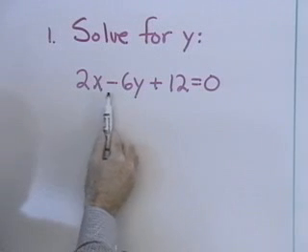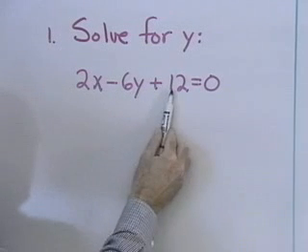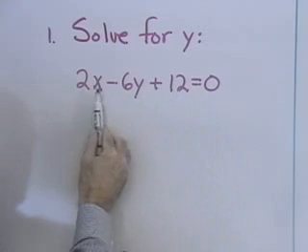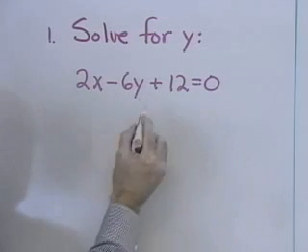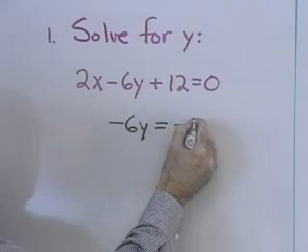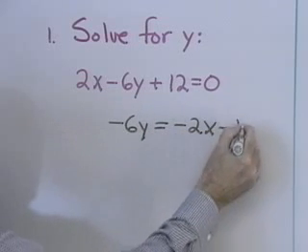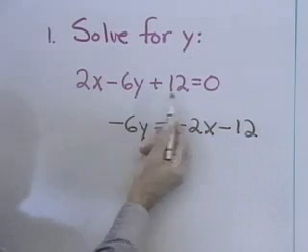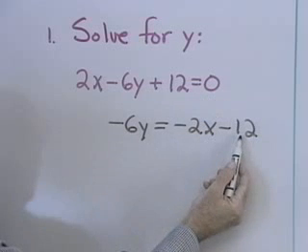So what I'll do is leave it right here and add negative 2x and negative 12 to both sides of this formula so that they'll be gone from this left side. When I do that, I'll have negative 6y is equal to negative 2x minus 12. That's adding negative 2x to both sides and negative 12 to both sides.